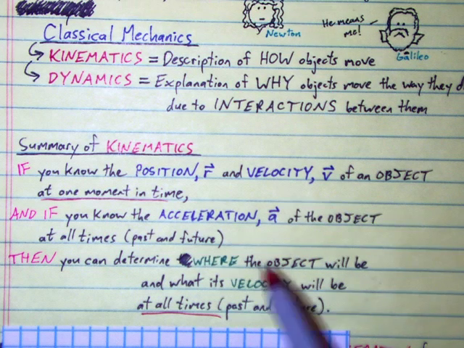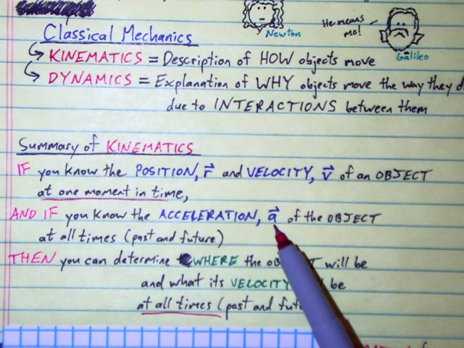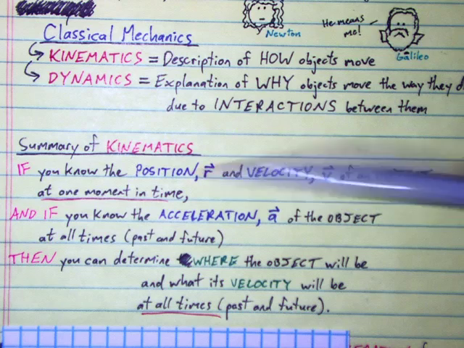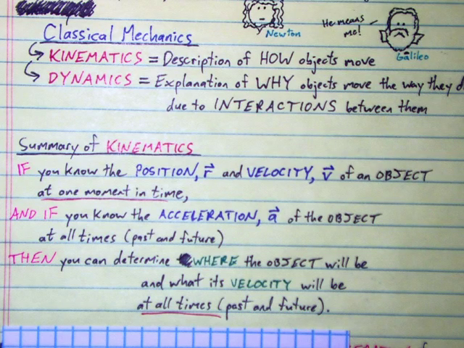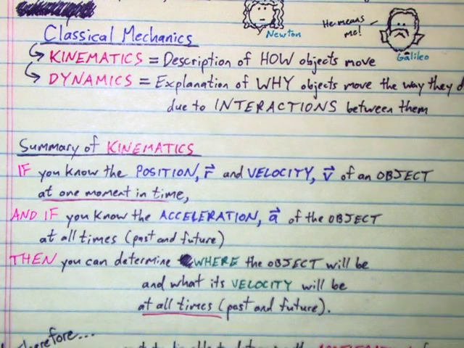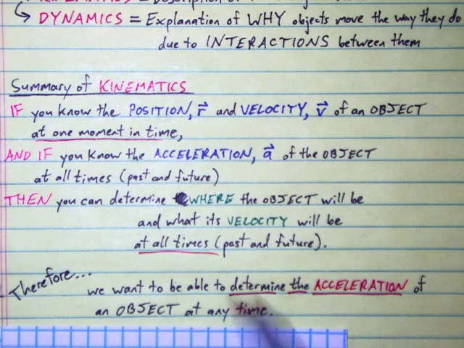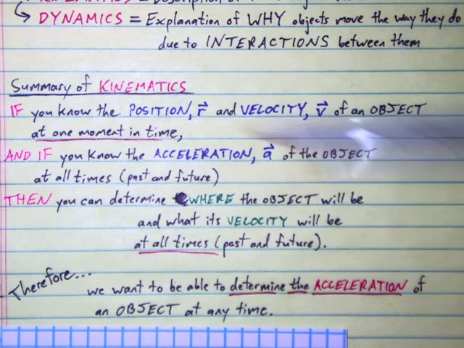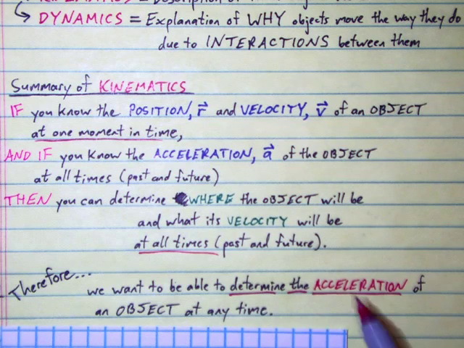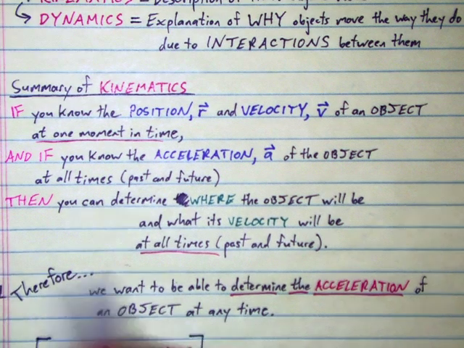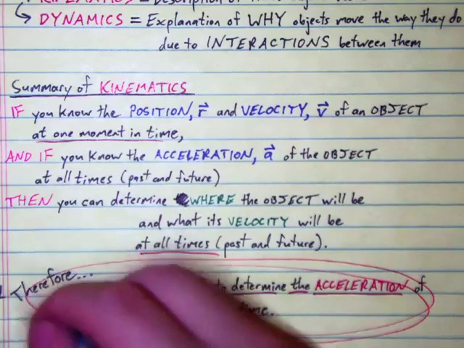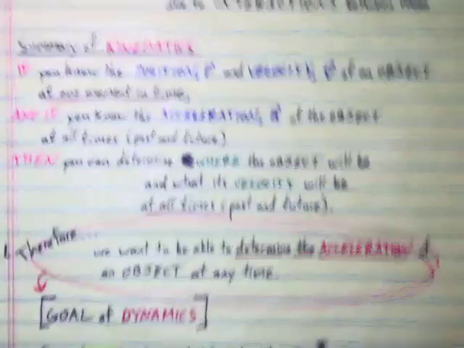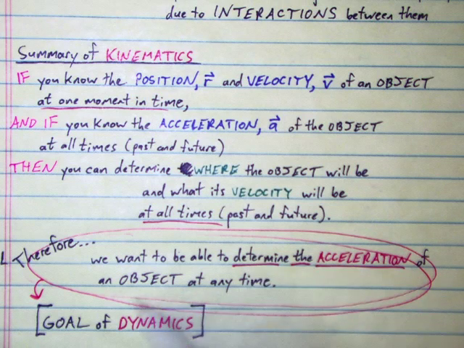So the key here is that we need to know the acceleration of an object. If we know accelerations, we can figure out velocities and positions. That's the main result from kinematics here. Therefore, we want to be able to determine the acceleration of an object at any time. That's our new goal. Because from what we know of kinematics, if we know its acceleration, we can get its position and velocity. So our new goal is to determine accelerations. And that is the goal of the subject of dynamics, to determine the acceleration of an object at any time that we would want to know it.